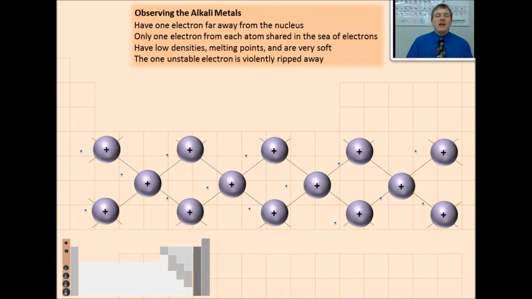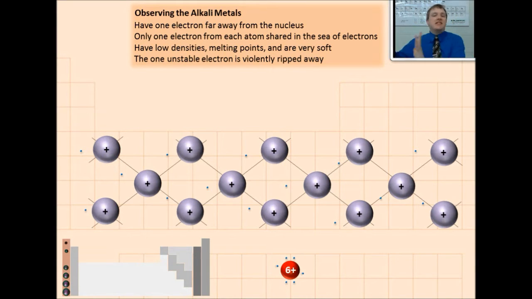And then finally, that one unstable electron is able to be violently ripped away by other atoms. Let's take a look at how that happens. By taking a look at a different element, we're going to look at an oxygen atom. Oxygen, you may remember, has an atomic core charge of 6+, and then it has 6 electrons in its outer energy level. That's the key. It has 6 electrons far away from the nucleus.